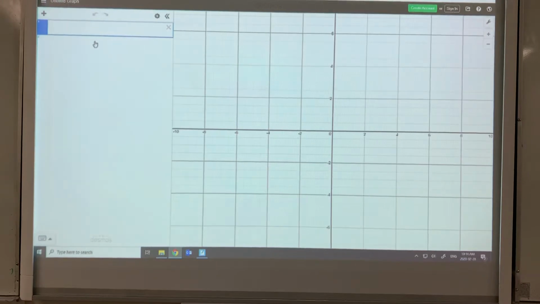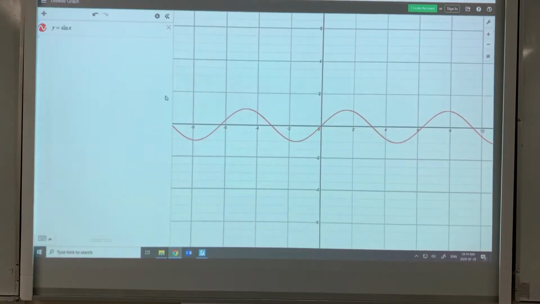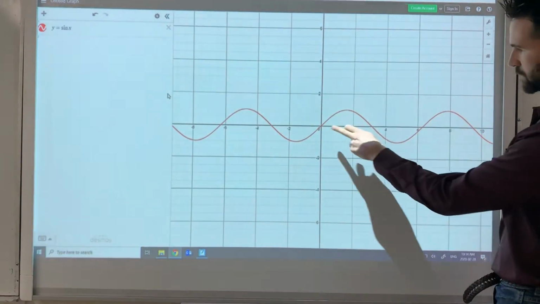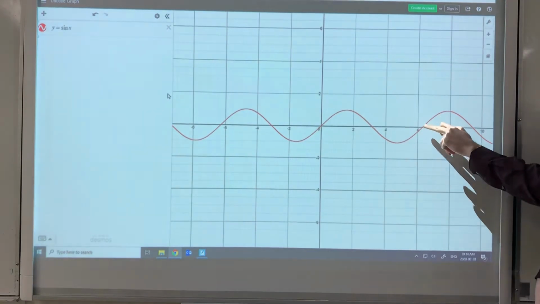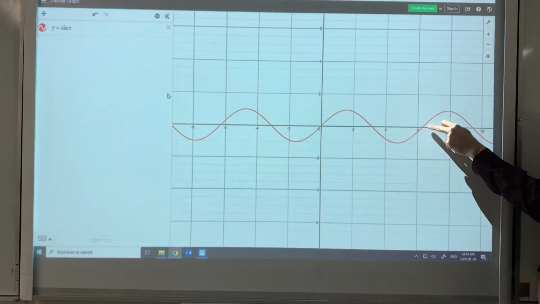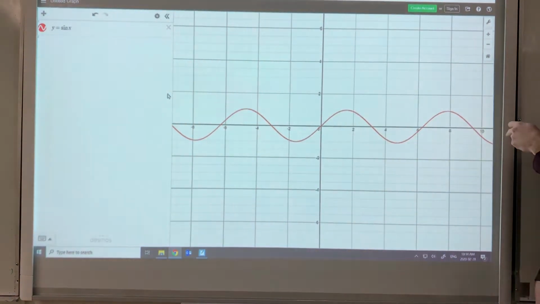So here we go. Here's y equals sine x. There it is in red. Maybe I'll zoom out. That's good. This graph goes from 0 to 2 pi. Like I said, you'll see it a lot, but there's one full cycle. From 0, what's 2 times pi? Pi is like 3.14. So you see it's 2, 4, 6, and just a little bit past 6, like 6.28. So that's one full cycle, then it repeats.